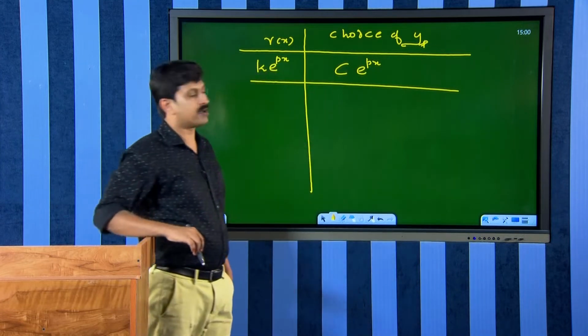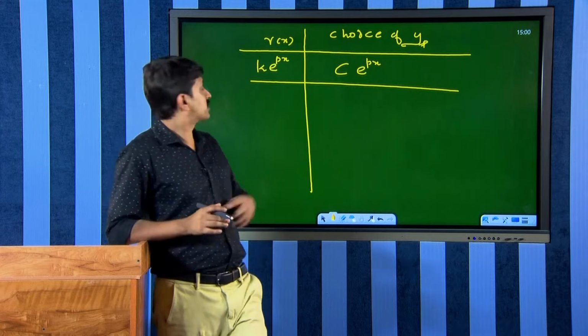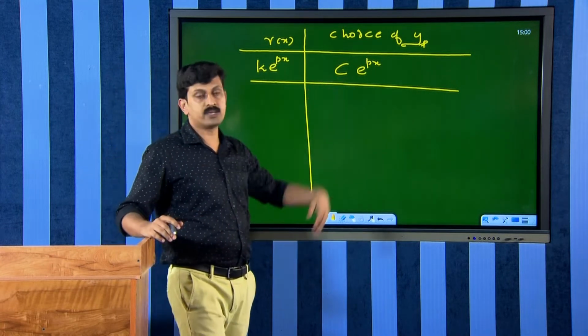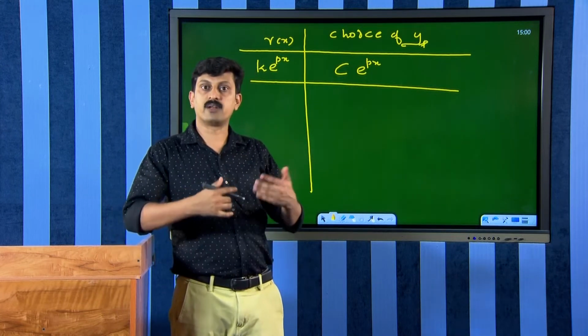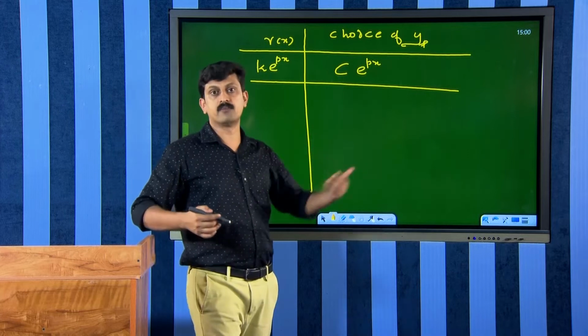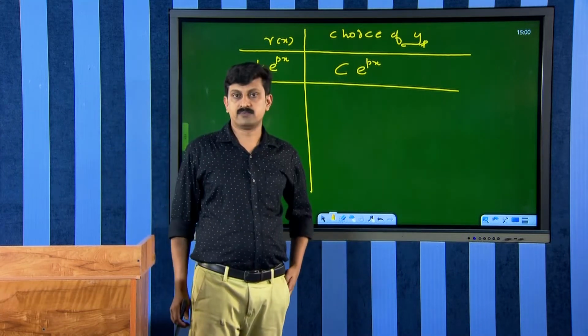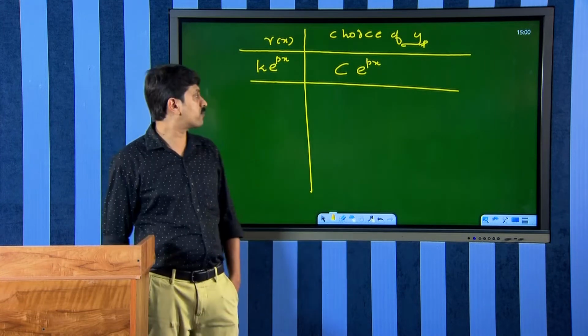This is the first choice: if r of x, the non-homogeneous function, is an exponential function, then we will consider yp as c e raised to px, and after applying yp dash and yp double dash into the differential equation, we can find the value of c. Then we will get a particular solution yp for this non-homogeneous equation.